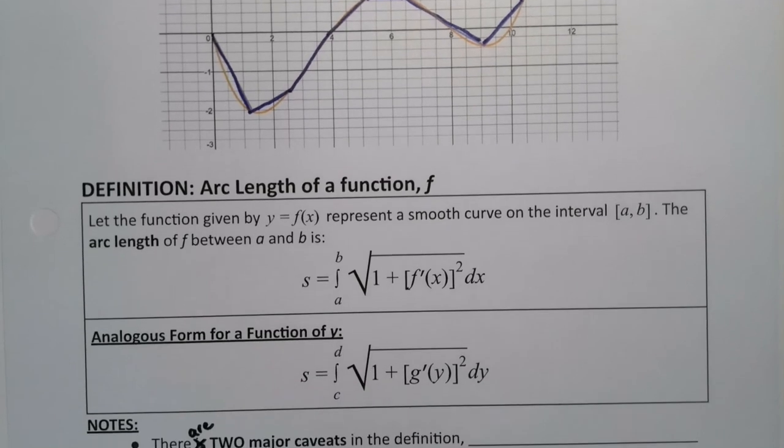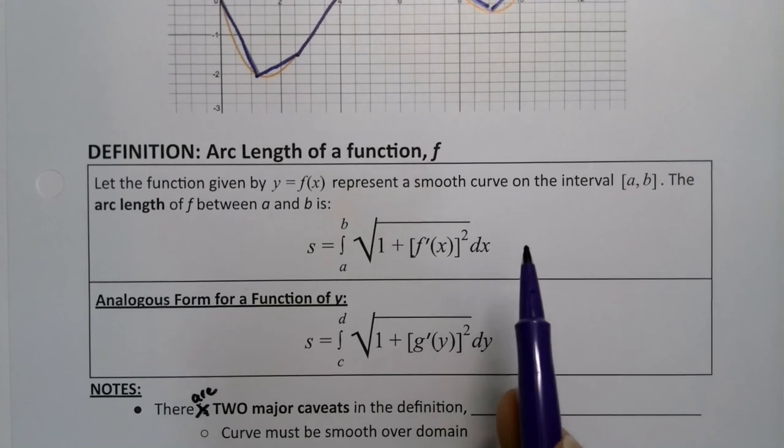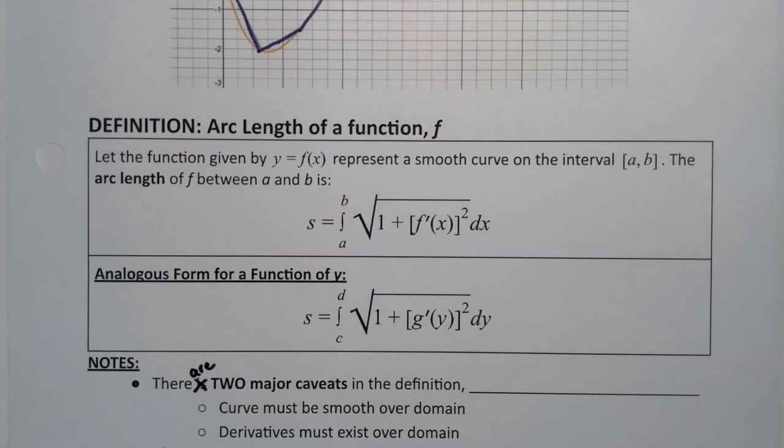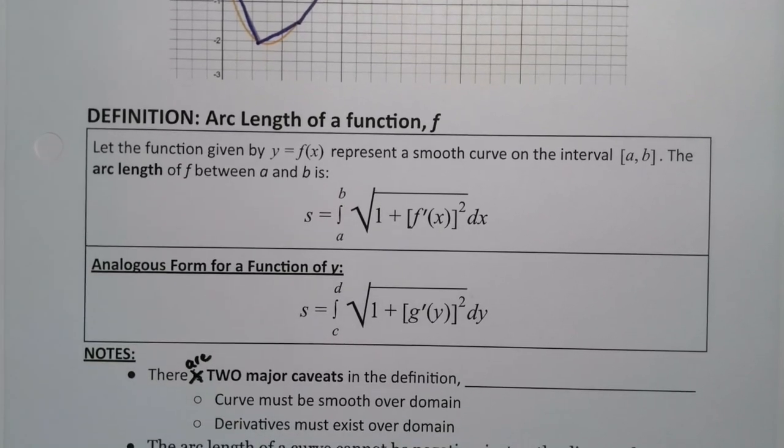Beautiful. And of course, there's an analogous form in case we're working with respect to y. If this was a function with respect to y instead of respect to x, it will all work the same way. Now there are, sorry, that was a typo. There are two major caveats to this definition.